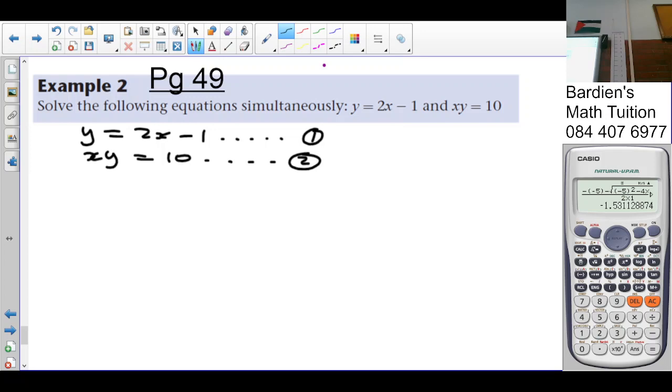Substitute. Here we're going to substitute equation 1, which is already the subject of the formula, with y being the subject of the formula, into equation 2. So do that quickly, and you must simplify.